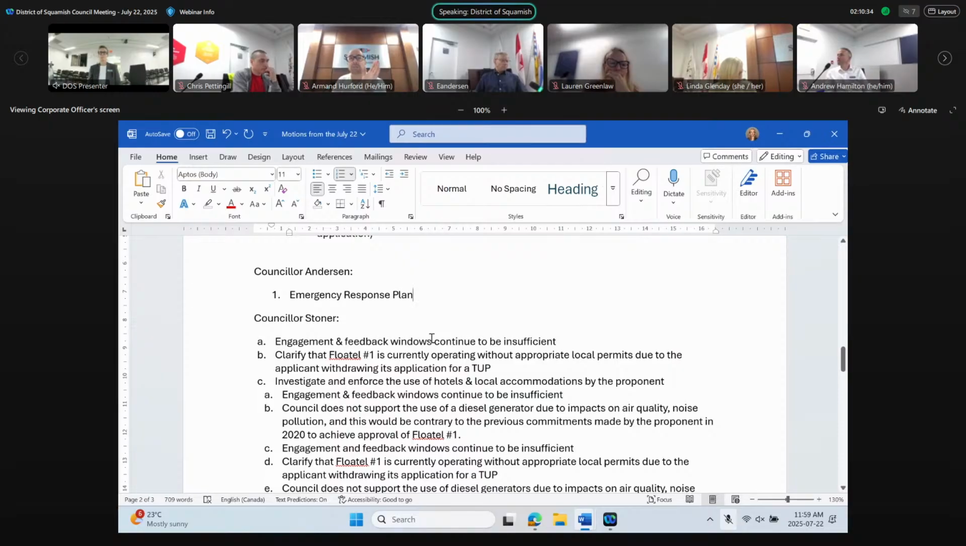Okay, so we don't need to. Okay, so we're not including a specific bullet point there. I'm going to go down to this next section from Councillor Stoner. Yep, if we could skip over Councillor Stoner's quickly, because I do need to update it.